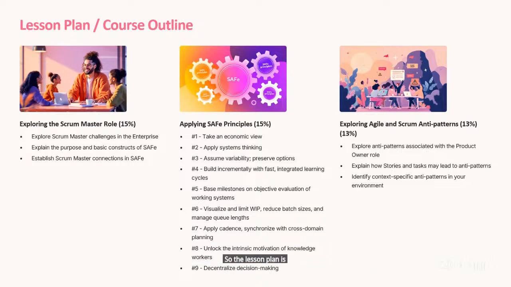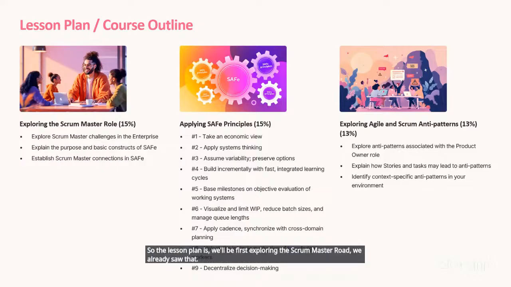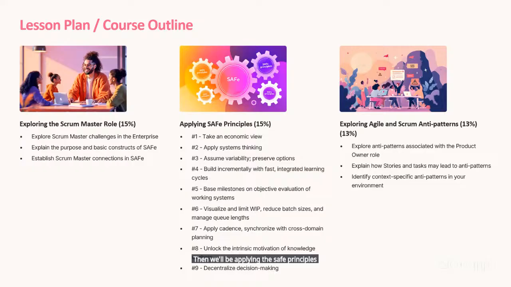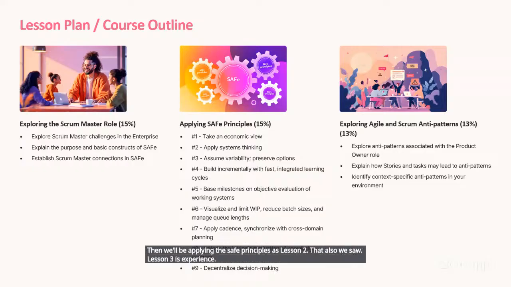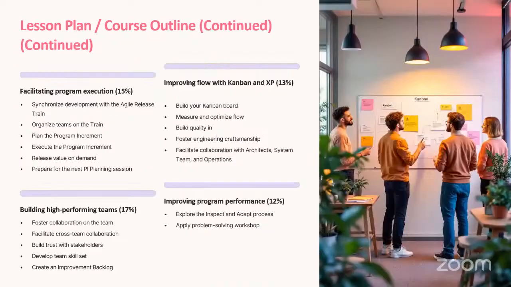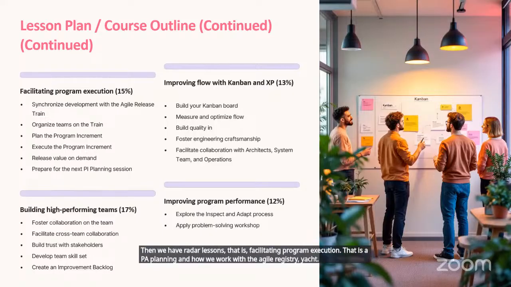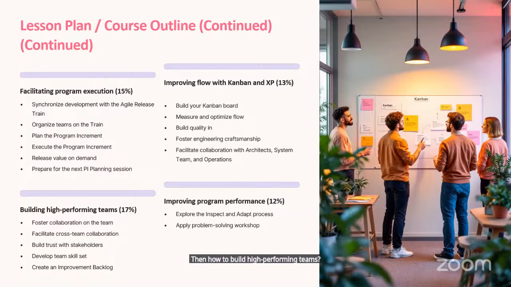So the lesson plan is, we will first be exploring the Scrum Master role. We already saw that. Then we'll be applying the SAFe principles as lesson 2. That also we saw. Lesson 3 is exploring Agile and Scrum anti-patterns. Then we have facilitating program execution, that is the PI planning and how we work with the Agile release train, ART. Then how to build high-performing teams. How do we improve our flow with Kanban and XP? And finally, how to improve program performance. Here we explore the inspect and adapt process and how to apply the problem-solving workshop to come up with solutions for complex problems. This is the lesson plan.